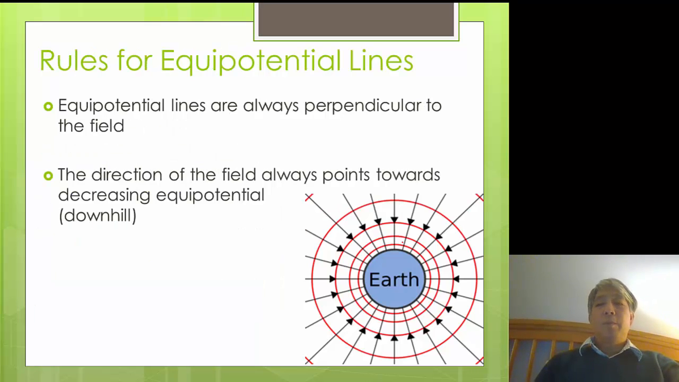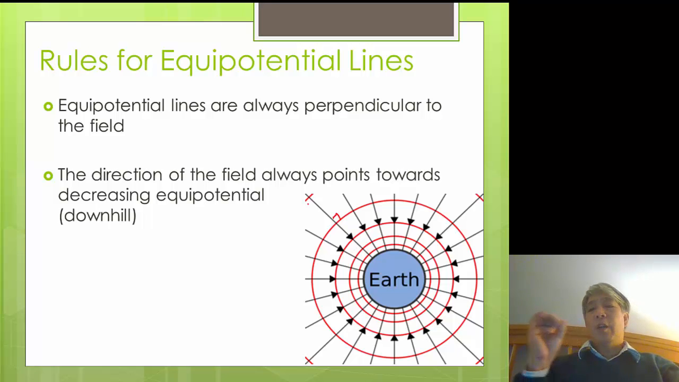And so that brings me to the rules for equipotential lines. We talked about these rules last year on electricity, and there's the same rules this year. The equipotential lines must always be perpendicular. So there's always got to be a 90-degree angle between the field lines, the gravitational field, which points towards the center of the object, and the equipotential lines. Always going to be perpendicular.